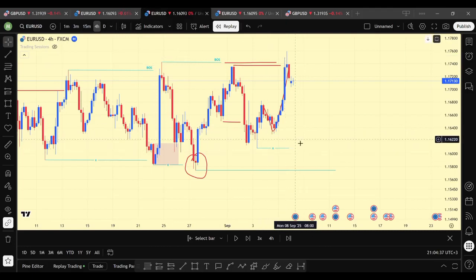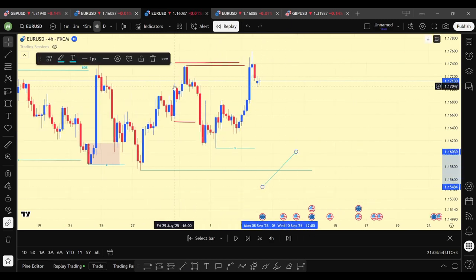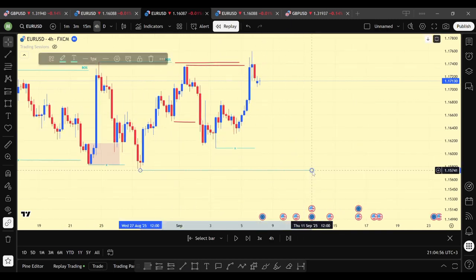In this case, since this one is the minor and we can't see any break past this one, let me get rid of that and get rid of this. I cannot see any valid pullback after the break of structure. So this means this is our minor pullback, and this one here will be our major.